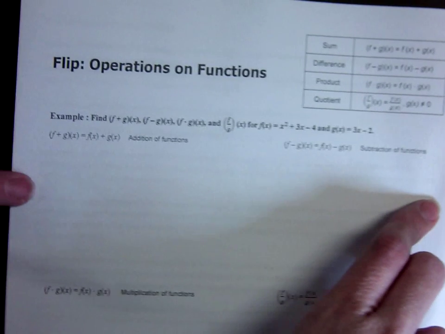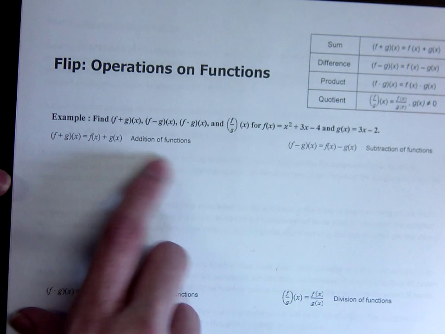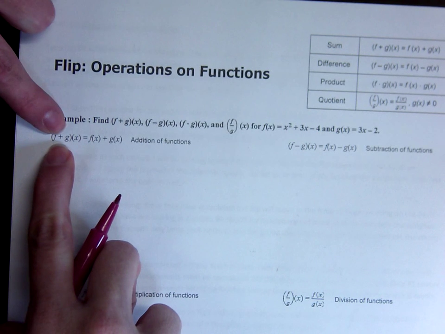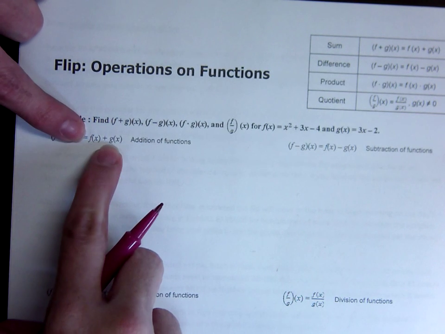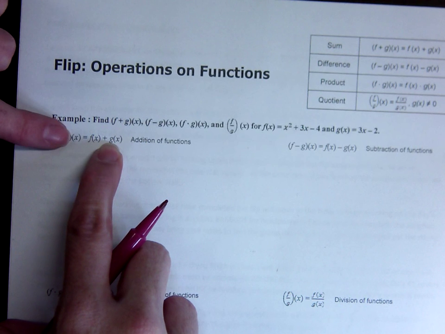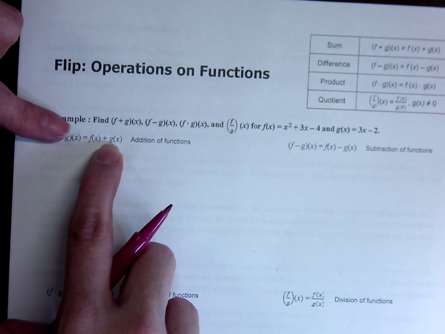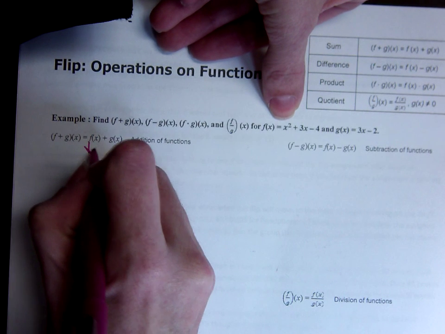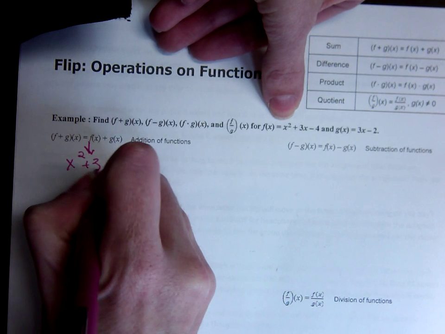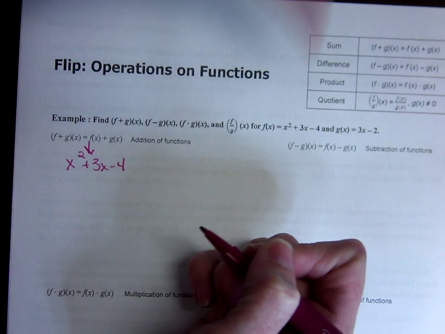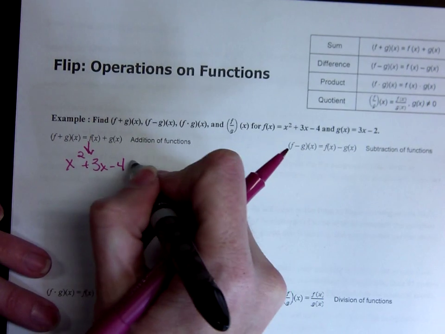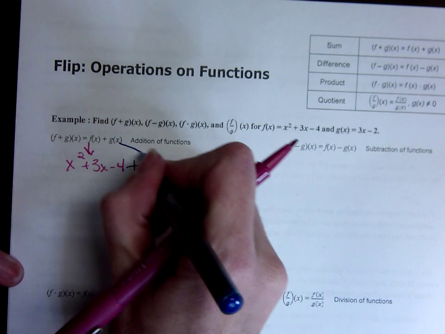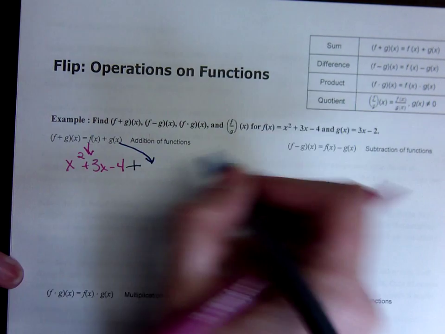We'll work a couple of examples. Right here, if we're adding functions together, this shows we're going to add f plus g, and so it's expanded to f of x plus g of x. So I'm going to go back up to what we were given, where it says f of x is x squared plus 3x minus 4, and we're going to add that to our g of x, which is 3x minus 2.